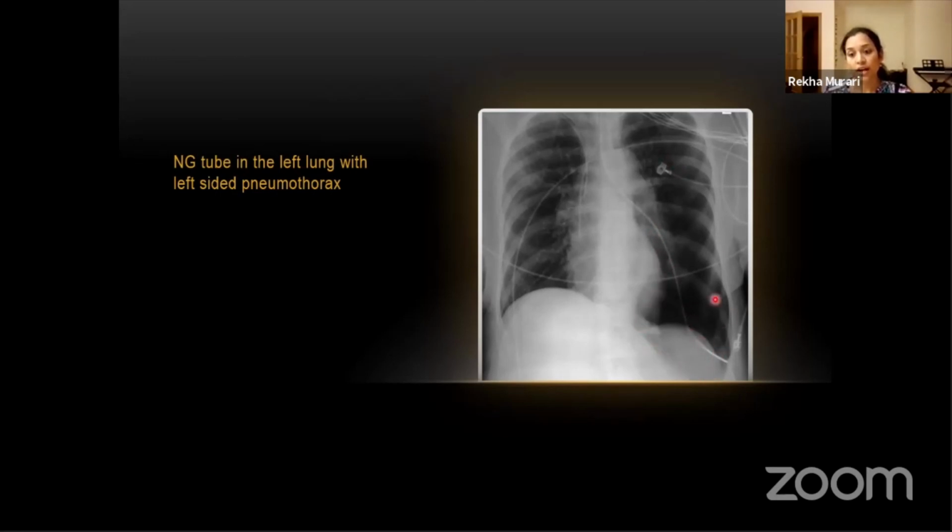and has caused a pneumothorax on the left side. Can you see there's no lung marking and it's too dark, and it's caused collapse of this lung here. So this is a case where the NG tube was in the left lung causing a left-sided pneumothorax. So that's another complication. One is aspiration we spoke about, the other one is pneumothorax.